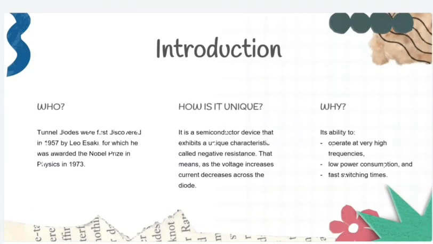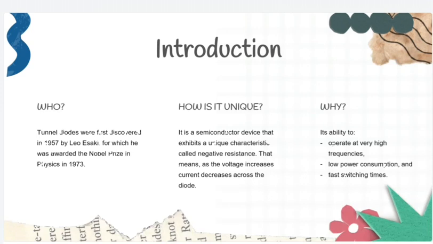Who discovered tunnel diode? Tunnel diodes were first discovered in 1957 by Leo Esaki, for which he was awarded the Nobel Prize in Physics in 1973. How is tunnel diode different from other diodes? It is a semiconductor device that exhibits a unique characteristic called negative resistance. That means, as the voltage increases, current decreases across the diode.